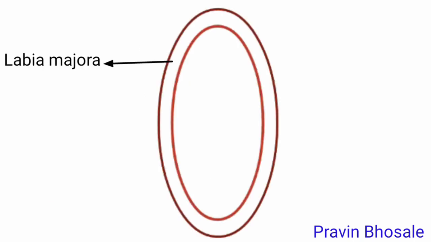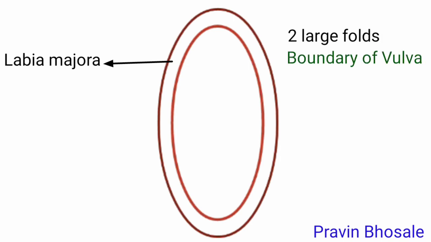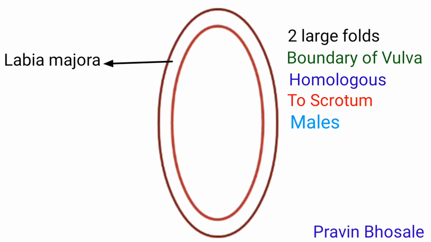Labia majora: these are two large folds which form the boundary of the vulva. They are homologous to the scrotum of males. They are composed of skin, fibrous tissue and fats. These are prominent and longitudinal folds on the right and left sides of the vestibule.